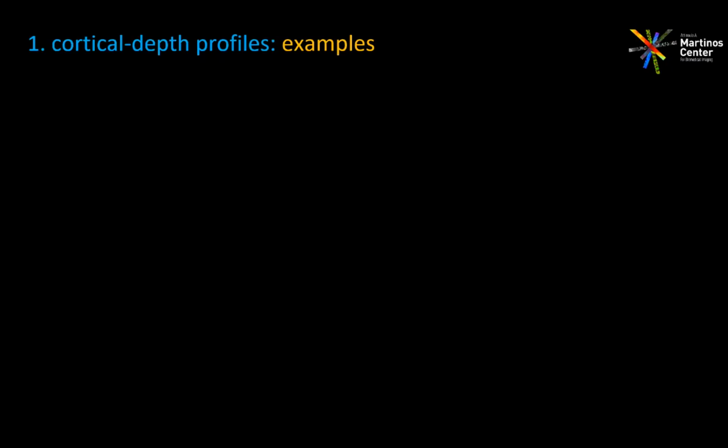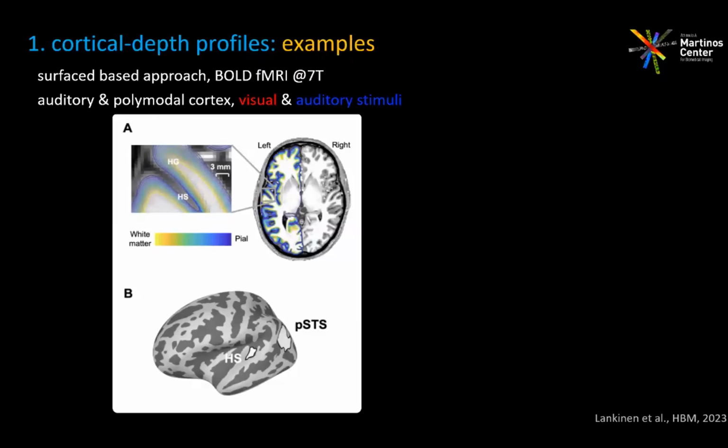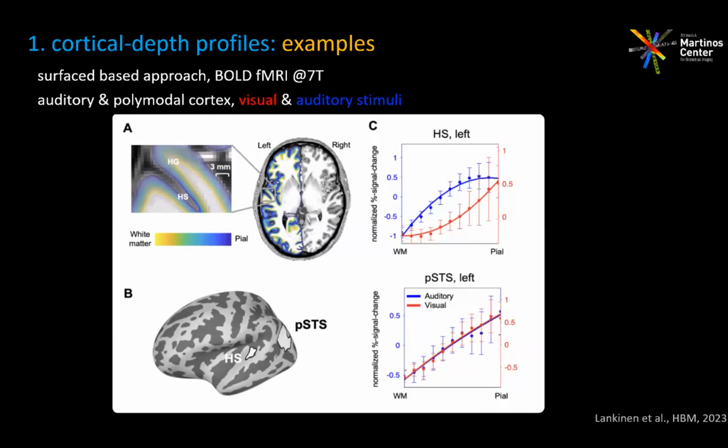Here is the next example from another group in our center, from Kaisu, who's sitting there in the back. This is a surface-based approach, the FreeSurfer one, and they looked at two different cortical regions, auditory cortex and the polymodal cortex, using visual and auditory stimuli. As you can see here, it's a nice way to look at these profiles, and we can appreciate the difference between the activation in the auditory cortex for these two stimuli and a very similar response in the polymodal cortex.